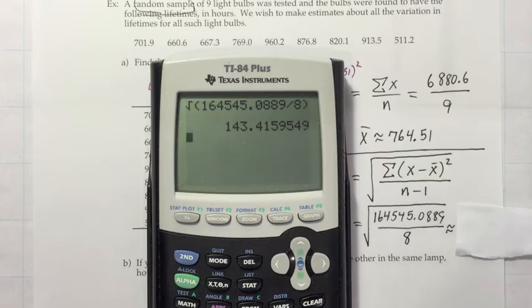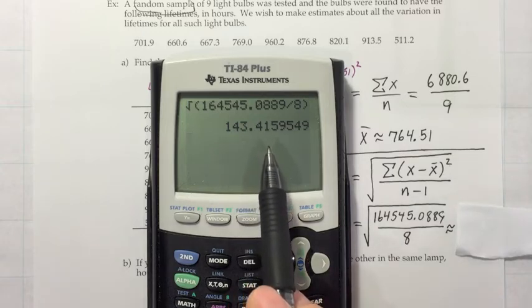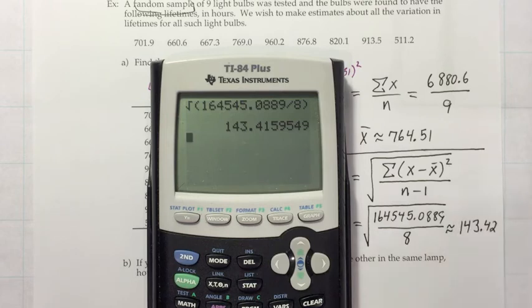143.4159549. We don't need all those digits. Our rounding rule says that we should put at least 5 digits. That's counting before and after. So that would be 143.42. And if I move that piece of paper, there it is. So that's how we calculate our sample standard deviation.